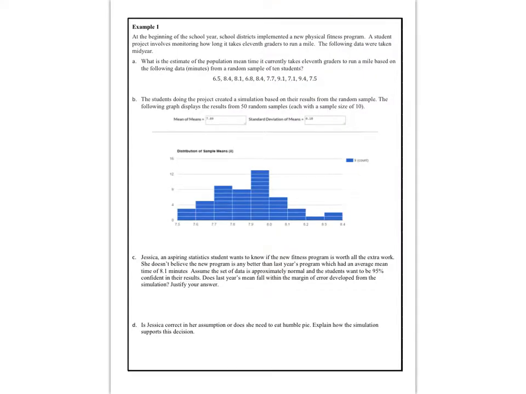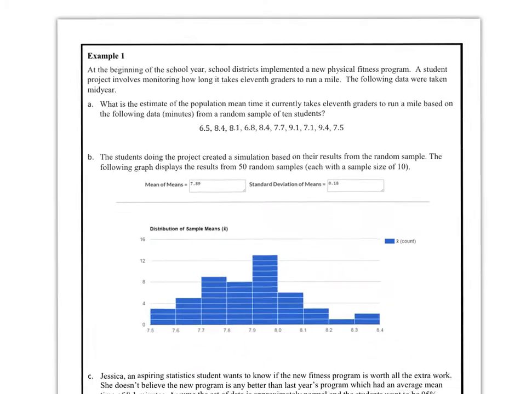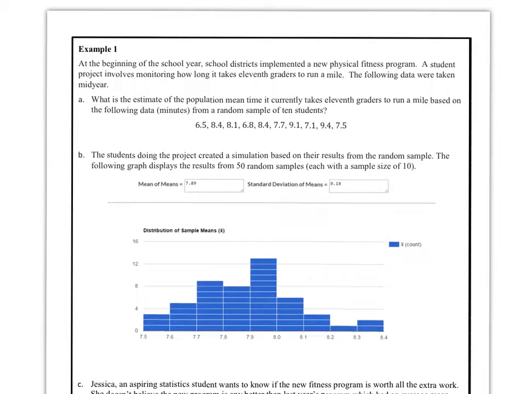So, beginning of the school year. A school district implements a new physical fitness program. A student project involves monitoring how long it takes 11th graders to run a mile. The following data were taken mid-year. So what is the estimate of the population mean time it currently takes 11th graders to run a mile, based on the following data, in minutes, from a random sample of 10 students?